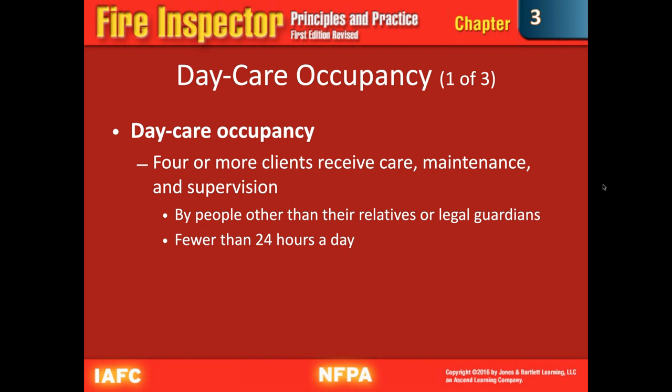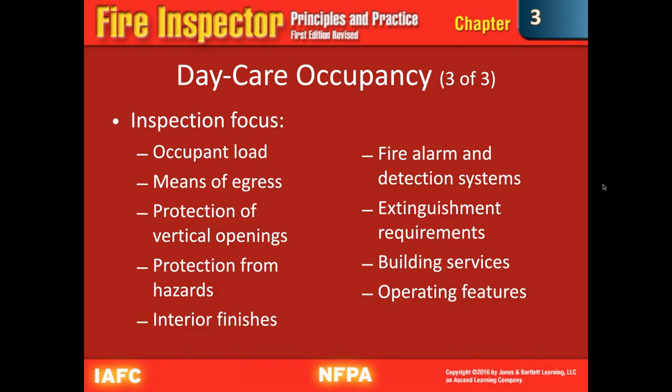Daycare occupancy is an occupancy in which four or more clients receive care, maintenance, and supervision by people other than their relatives or legal guardians for fewer than 24 hours a day. Examples include adult daycare occupancies, child daycare occupancies, daycare homes, kindergarten classes conducted within a daycare occupancy, and nursery schools. These are not subject to requirements for educational occupancy. So even if they're doing kindergarten classes, they're still not considered a school.